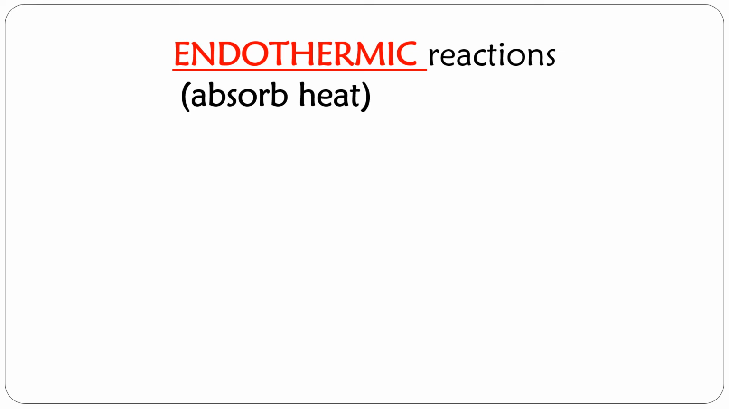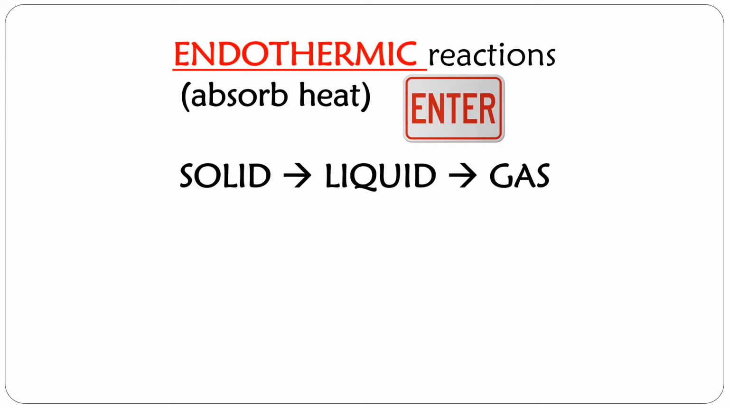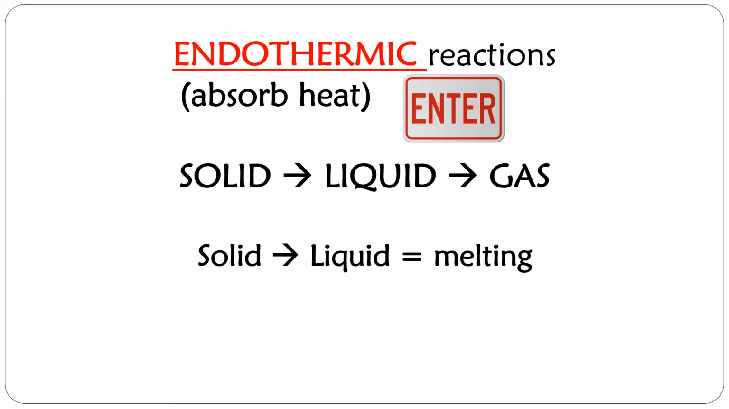So in terms of chemistry, endothermic reactions are when we have a reaction that is absorbing heat. And those types of reactions normally happen when we are converting a solid into a liquid, which is a melting reaction. So let's say you have ice and you are trying to melt the ice into liquid water. That will require heat. So heat will be absorbed by the ice in order to melt into water.